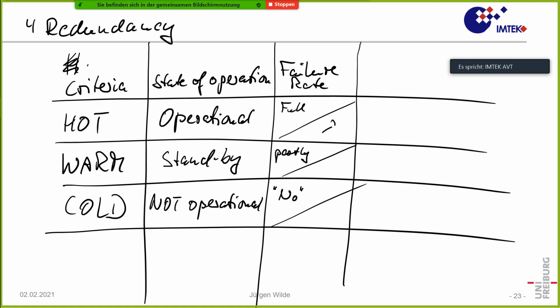So here we have the lambda. Here we have the lambda of the redundant, which is lower than the lambda of the initial system or of the first system. And here lambda is 0 by definition. Okay, what is the last criterion we have here?